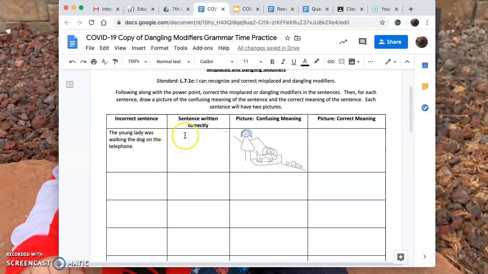Probably not. So what did it mean to imply? Probably the young lady was on the telephone while walking her dog. So then I'm not going to do it because you guys all saw my terrible drawing. What you would do here is draw that same person walking the dog, but now she is on the phone and not the dog. Does that make sense? Hopefully it does.